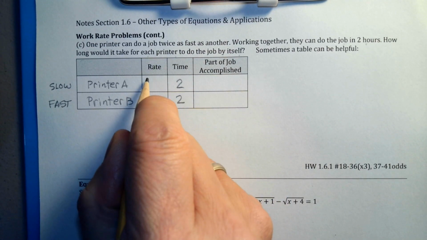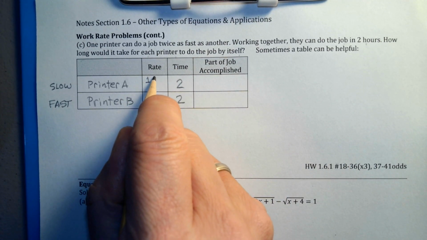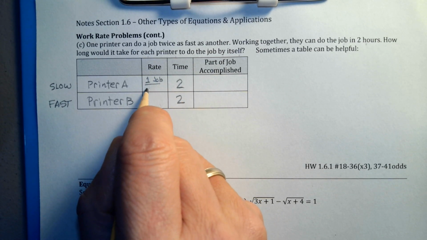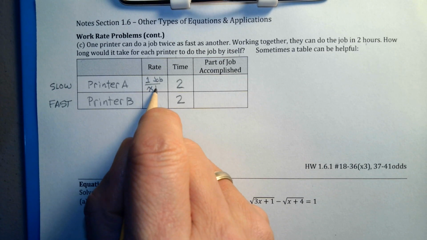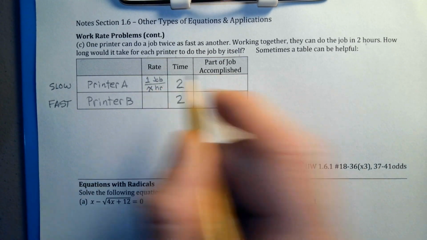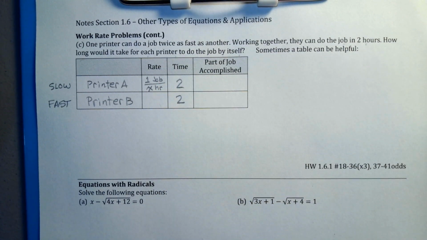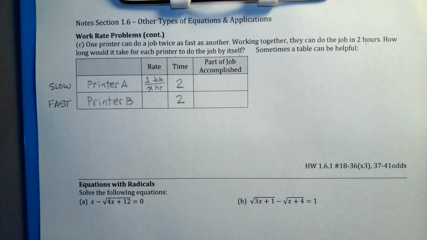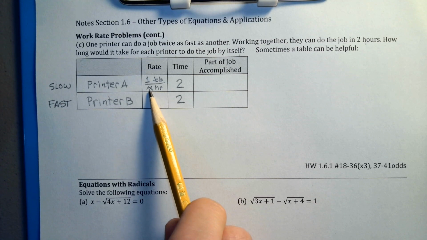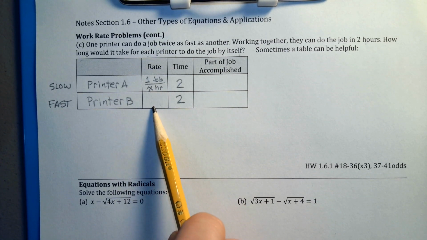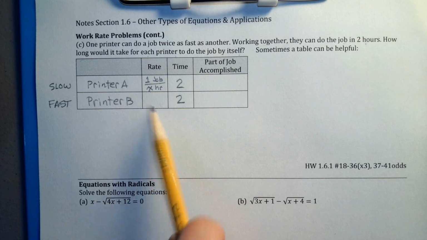Okay? And so if you think about printer A, that's the slow one. Let's assume its rate is 1 job per X hours. So the rate at which that printer works is it can do 1 job in so many hours, the number of hours being the variable. All right, so then if that's true, what would the rate be for printer B?